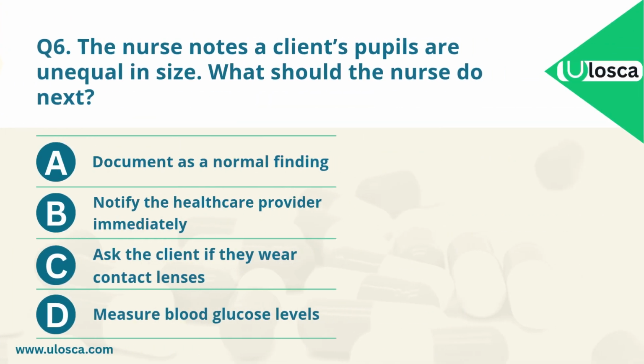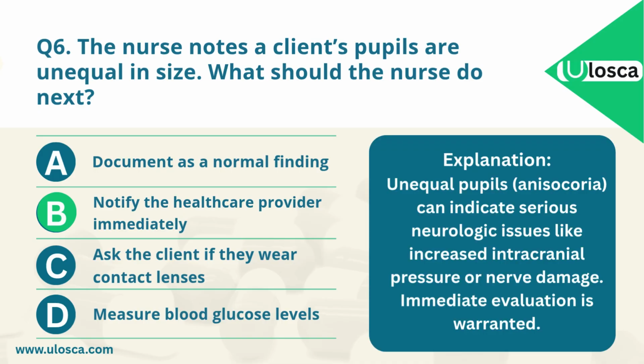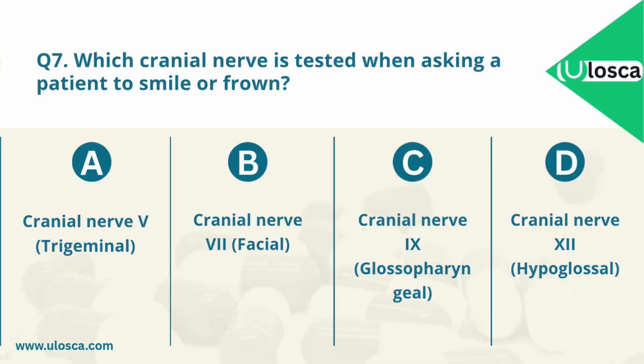The correct answer is B. Notify the healthcare provider immediately. Explanation. Unequal pupils can indicate serious neurologic issues like increased intracranial pressure or nerve damage. Immediate evaluation is warranted.